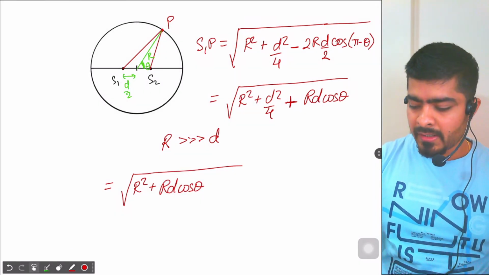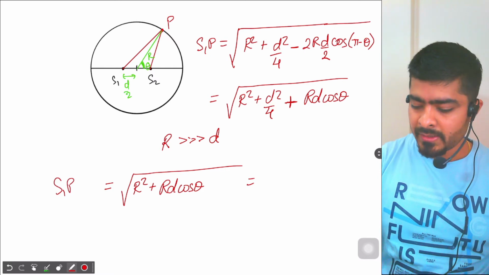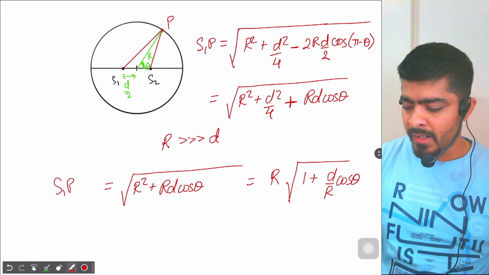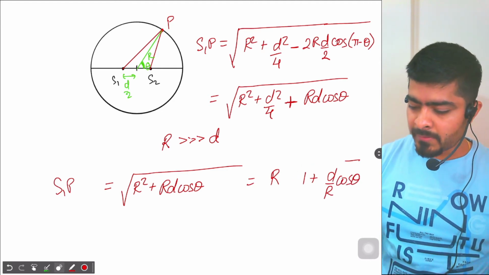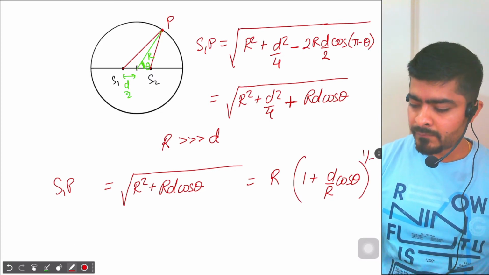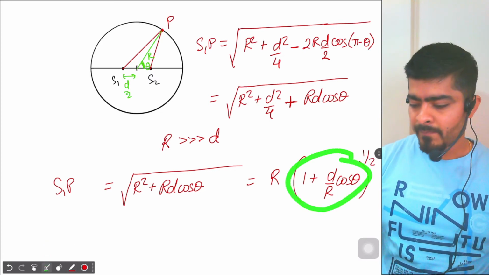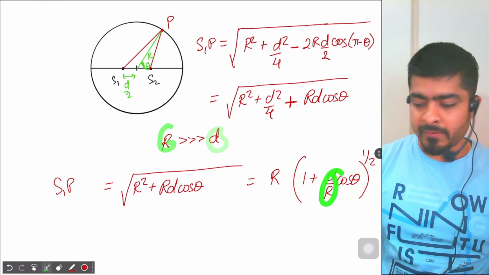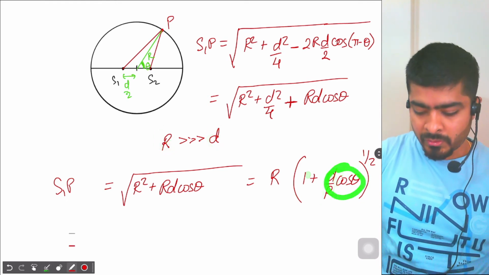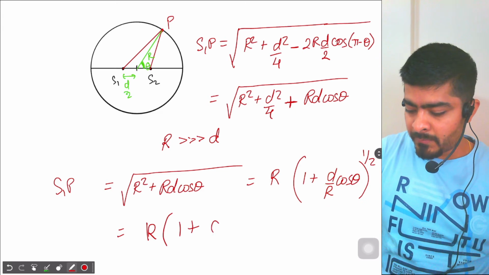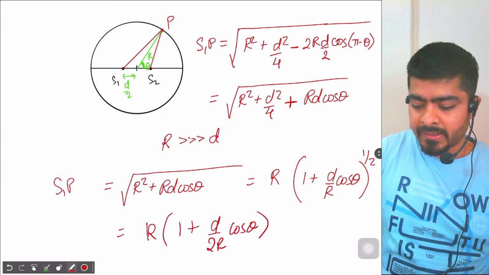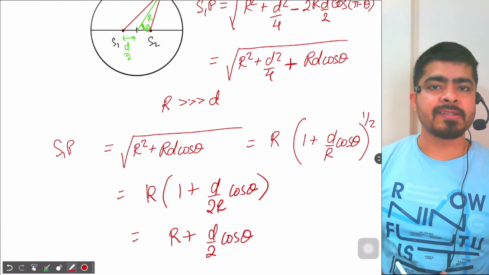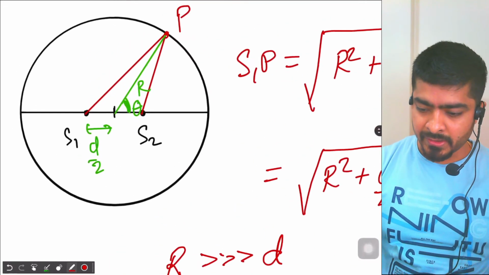Now I take r common from here. This is your S1P. I take r common, so I get root of 1 plus d by r cos theta, and this root can be replaced with power 1 by 2. Now apply the binomial expansion for this function, where d is much smaller than r, so d by r will be much smaller than 1. This is a very small term compared to 1, so I can write this down as r times (1 plus d by 2r cos theta), which will be equal to r plus d by 2 cos theta. This is S1P.